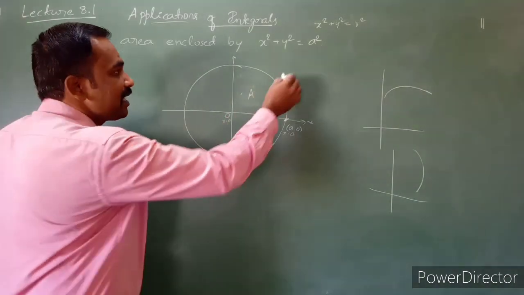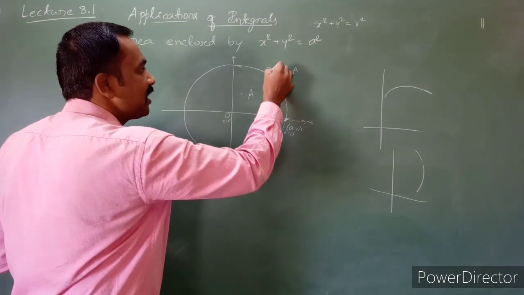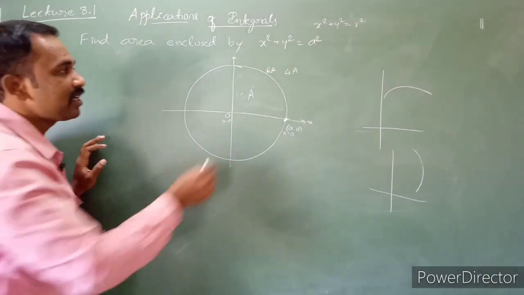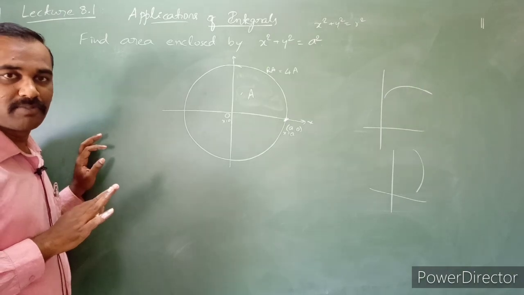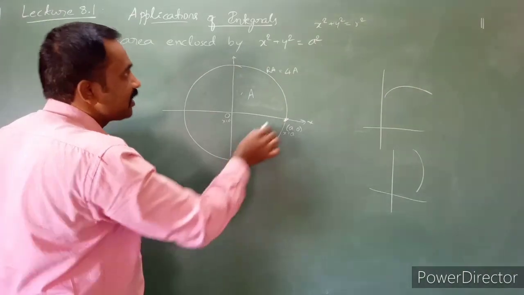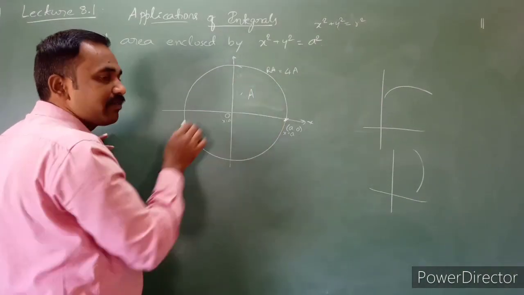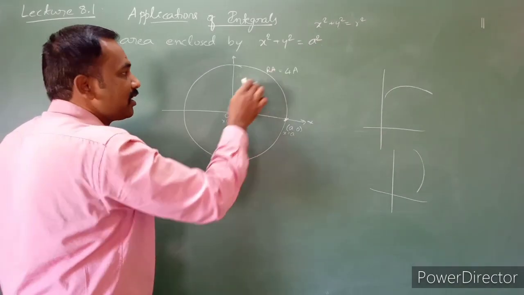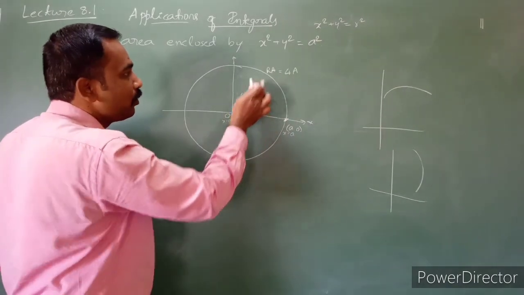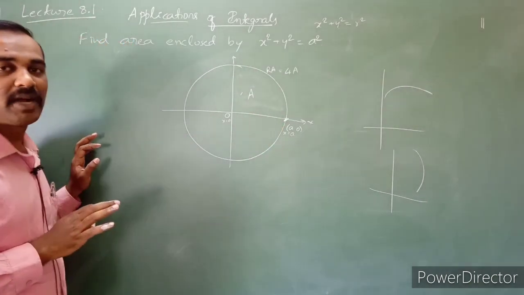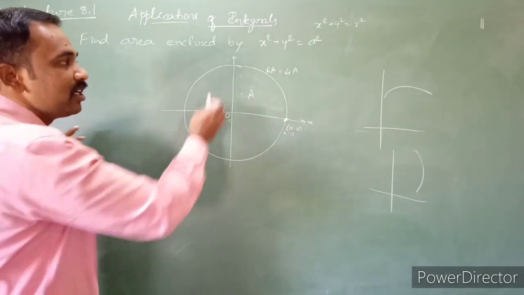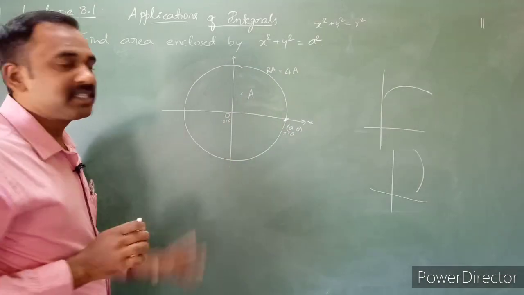4 times of the area is equal to the required area of the limit. Required area is equal to 4 times of this area. Will you get it? I got my point. Total area enclosed by the curve, total area we need to find. So the required total area is equal to 4 times of this area, because if you know this much, we can easily find the area. If you have taken this much only, you can easily find the area.